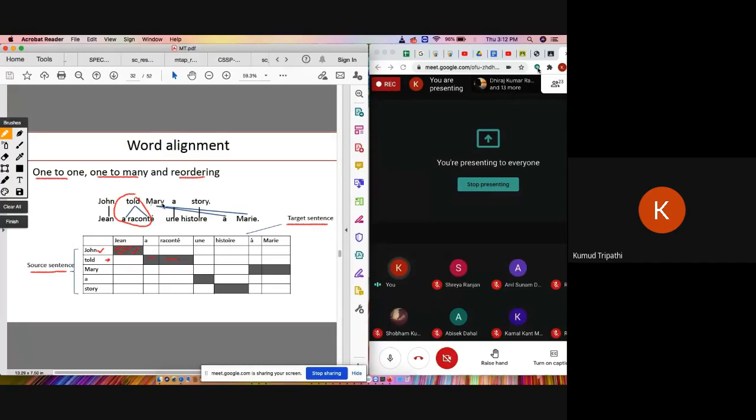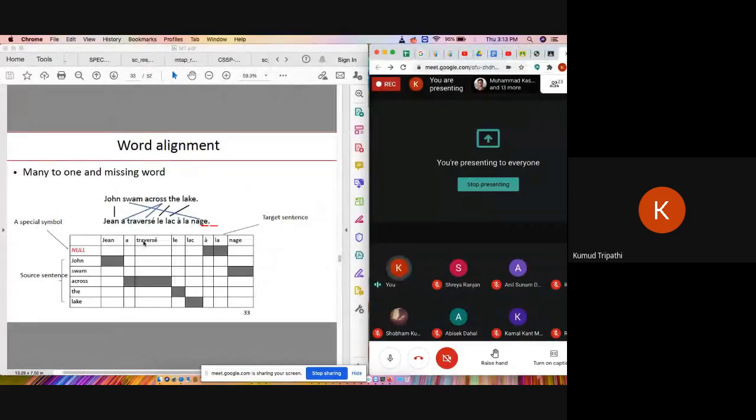Now what is this one representing? Mary and this Amaria. Out of these three, what characteristic does it have? It is representing reordering. Okay, this is reordering, and also one-to-many. Now this is one-to-one, and for this story, the alignment is one-to-one.